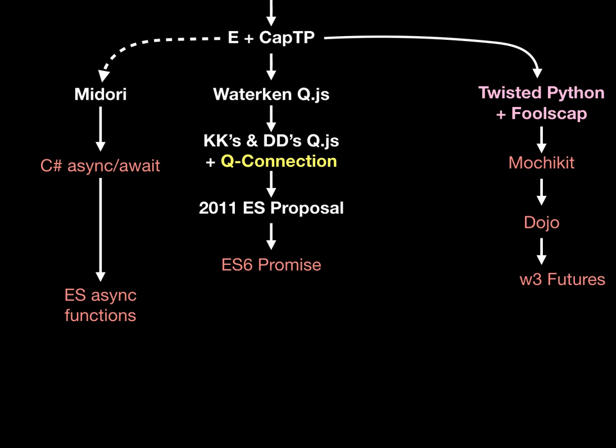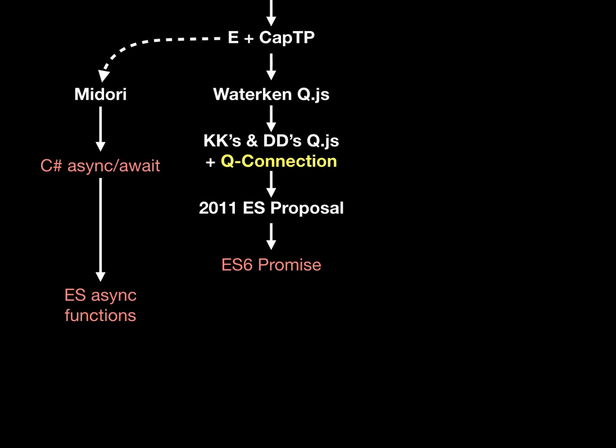Another path by which the E promise design made it into JavaScript was by the Twisted Python library for doing local asynchrony combined with the Foolscap protocol for doing distributed capability remote messaging. But this one's not colored white because it didn't get promise pipelining right. It didn't get promises quite right either. It led to a bunch of JavaScript work that ended up being a dead end. So, enough on that.